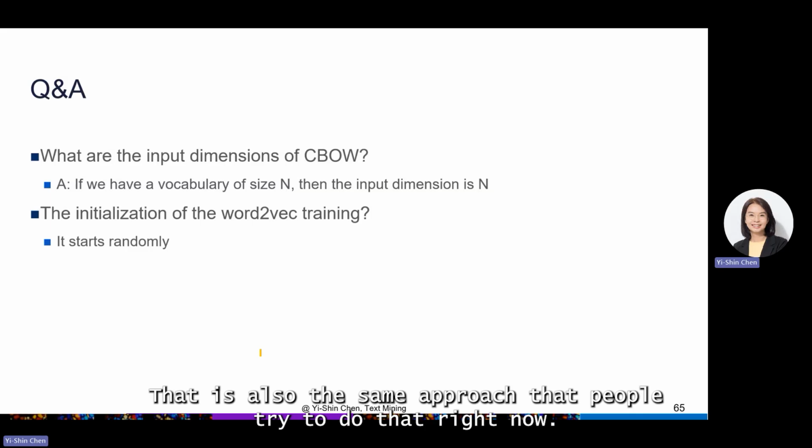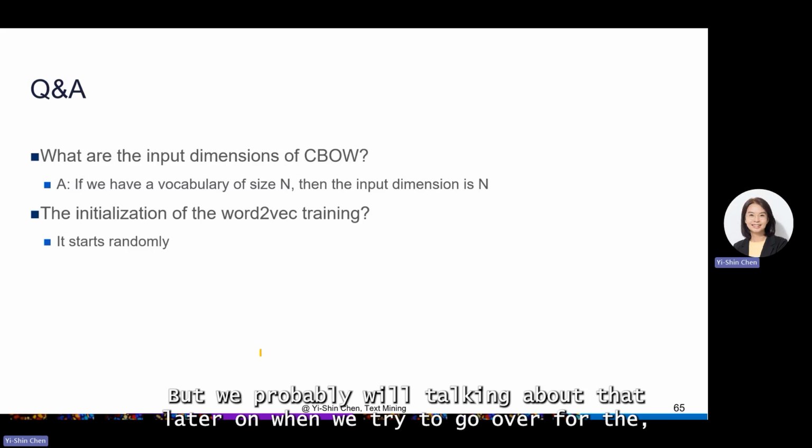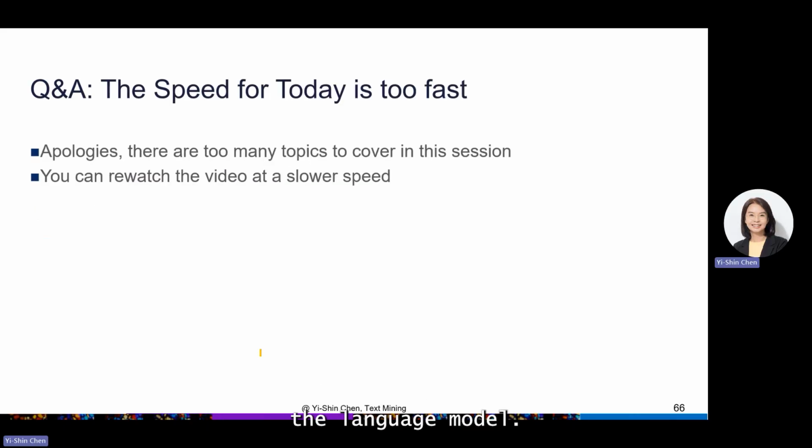That is also the same approach people are using right now. But we will probably talk about that later on when we go over the language model.